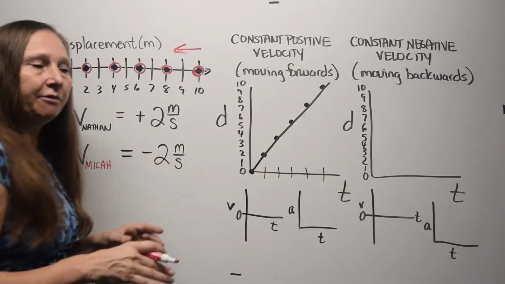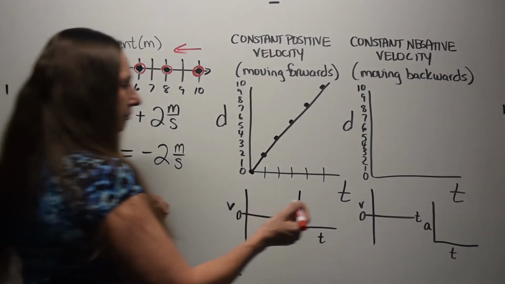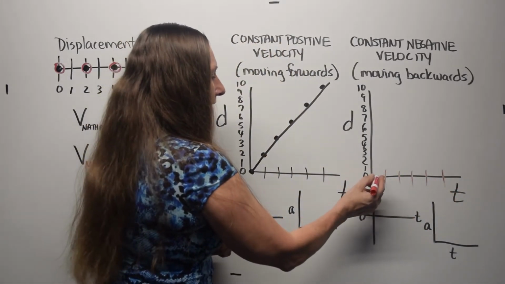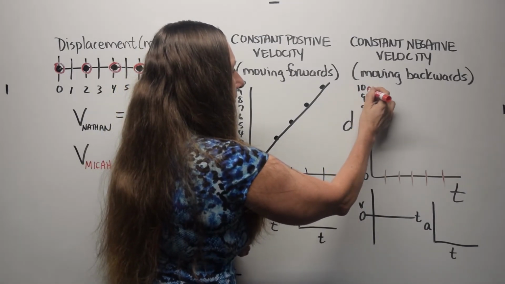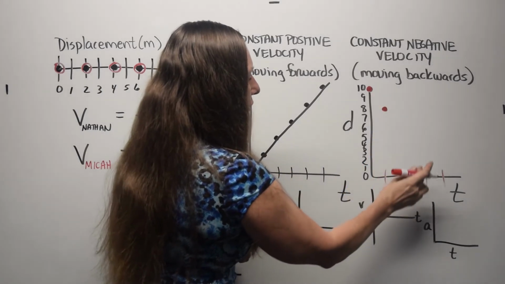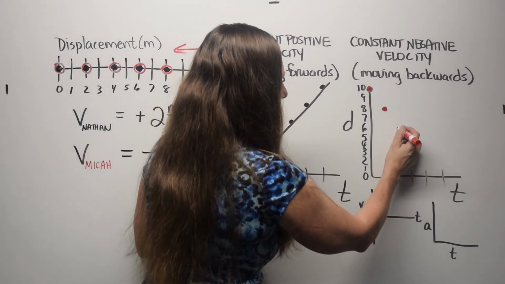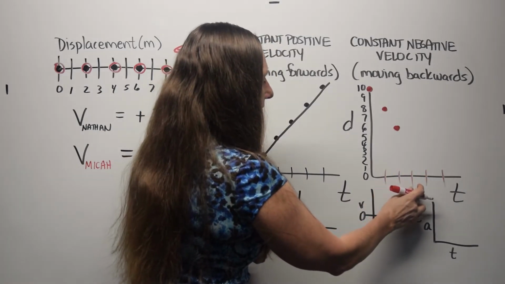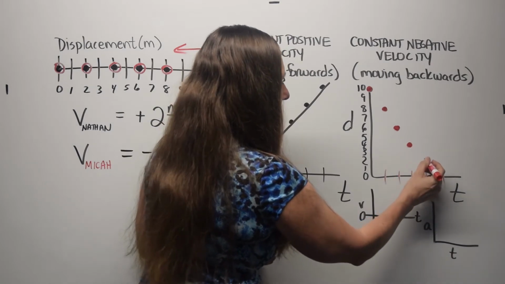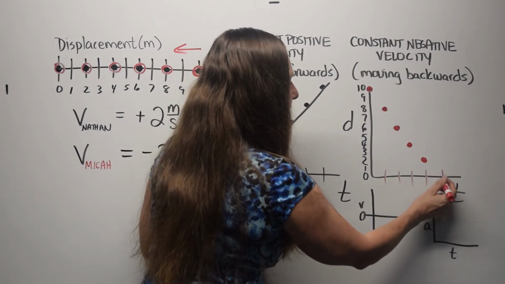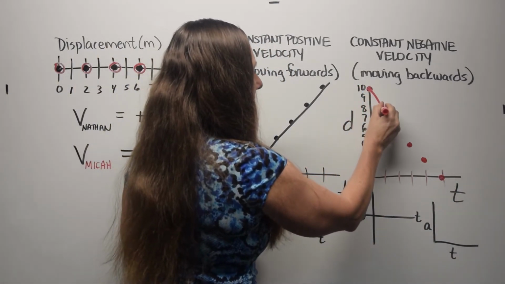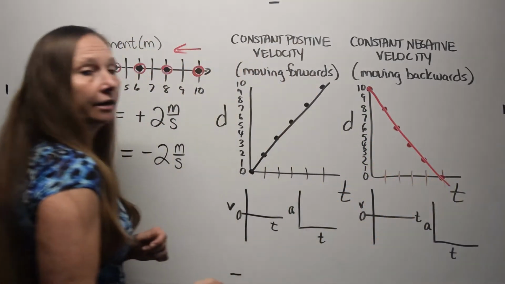So let's graph Micah's motion now. 1 second, 2 seconds, 3 seconds, 4 seconds, 5 seconds. At the beginning, he was at 10. After 1 second, he was at 8. After 2 seconds, he was at 6. After 3 seconds, he was at 4. After 4 seconds, he was at 2. And after 5 seconds, he was at 0. This is what a graph of constant negative velocity looks like.